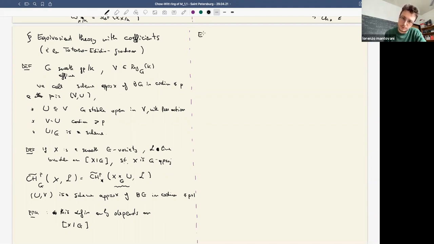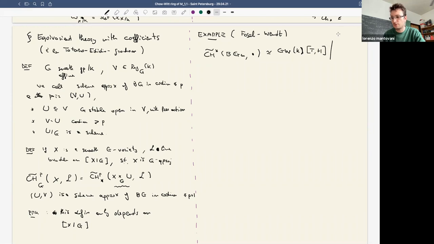And this example is actually a theorem of Fazel, with an observation of Matthias Wendt, and it's that the Chow-Witt ring of BGm is an algebra over the Grothendieck-Witt ring of the base field with two generators T and H, and three relations that are the following: H squared is equal to 2H, I times T, and I times H.